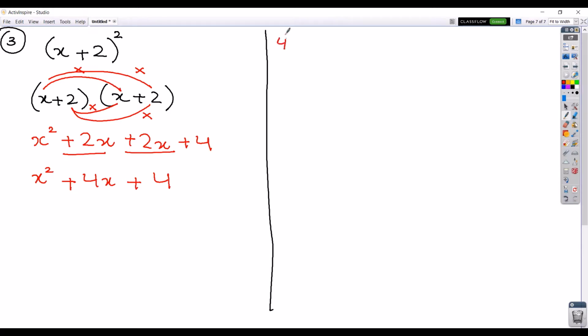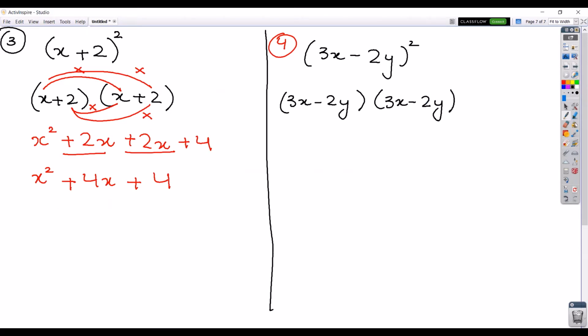And this is the last example on expanding double brackets, which I'm showing you now. The bracket given to us is 3x minus 2y, whole squared. I'll be doing the same thing. As I said, that square means writing down the same bracket twice. So this would be 3x minus 2y, and I'm going to write down the same bracket again, which is 3x minus 2y. Now we'll be following the same process of expanding the bracket.